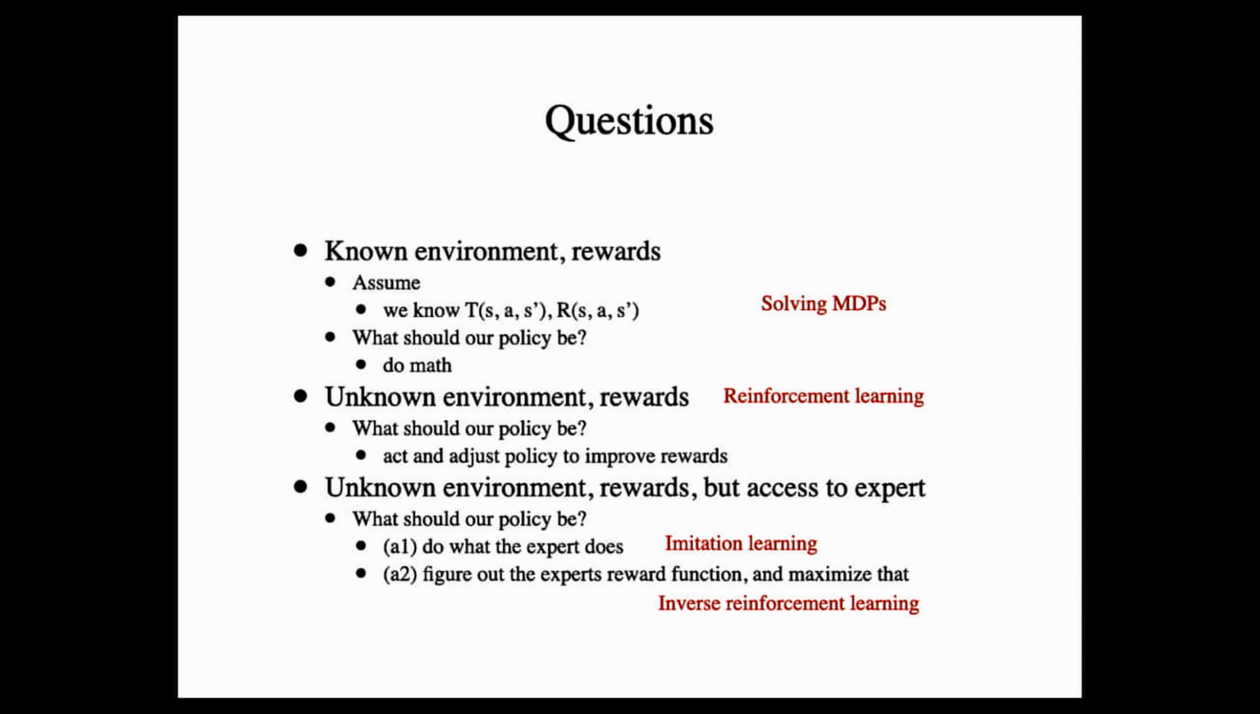One is, I can choose a policy that says, I'm going to do what the expert does. And of course, in a new situation, I'm going to make my best guess at what the expert does, and I'll do that. And then the second thing I could do is, I could figure out the expert's reward function, and I could maximize that reward function by choice of policy. The first is known as imitation learning, and the second is known as inverse reinforcement learning.